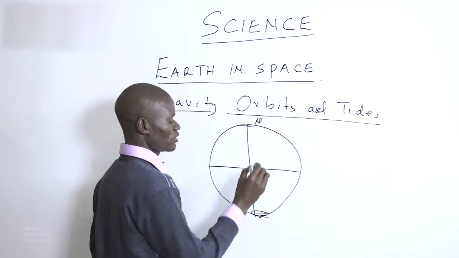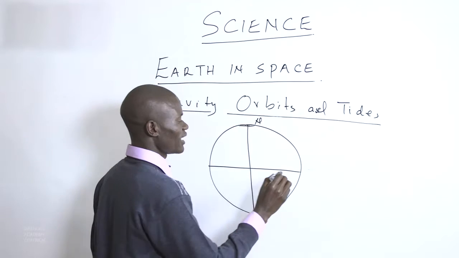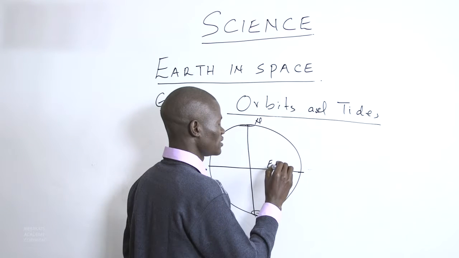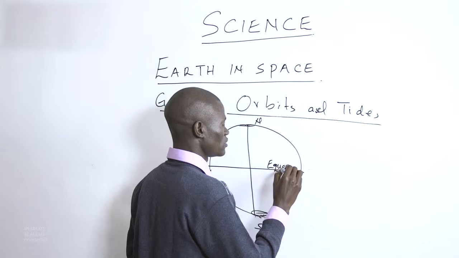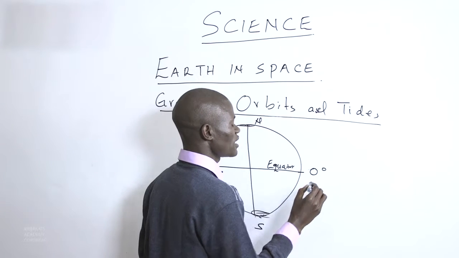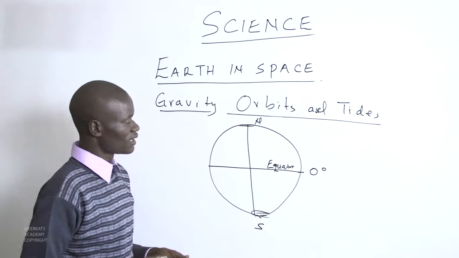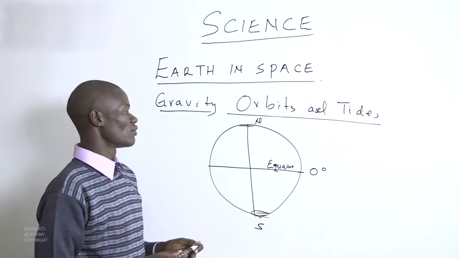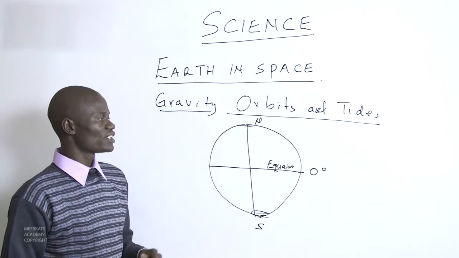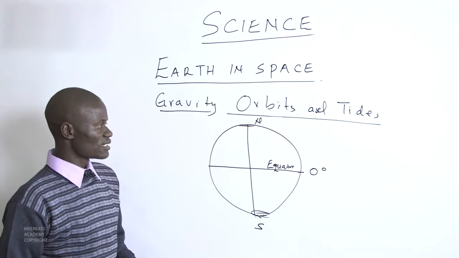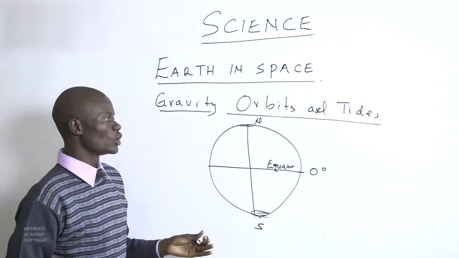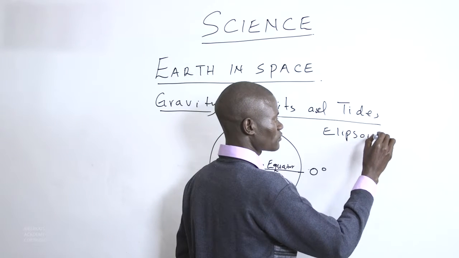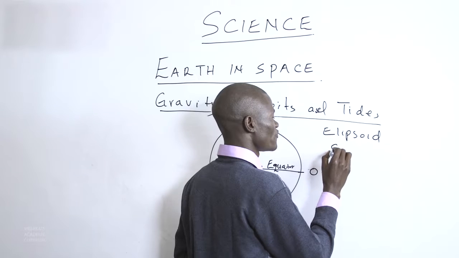You'll find that this is the North Pole, and then this is the South Pole, and then this is the equatorial distance. We have the equator, and the equator is always at 0 degrees. Therefore, we are looking at these poles. This flattening of the poles of the Earth is what makes the shape of the Earth look ellipsoid, or spheroidal.